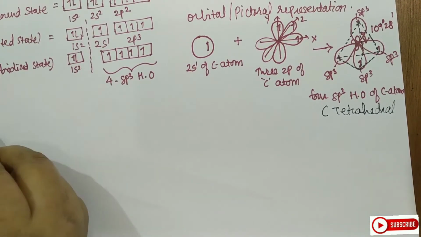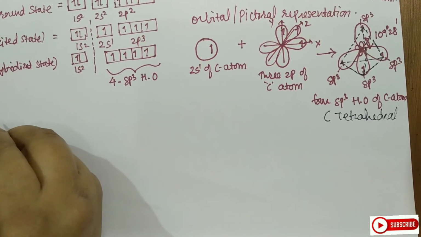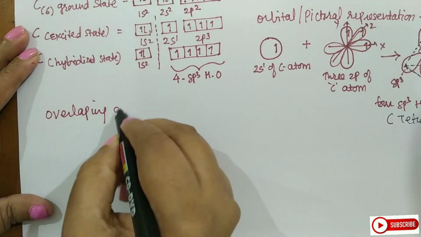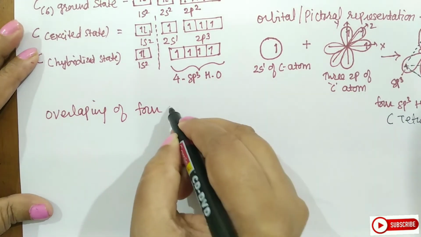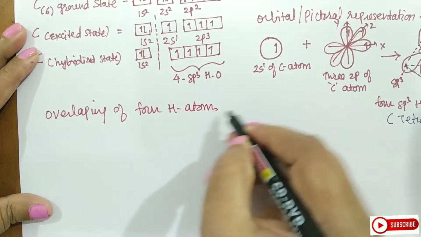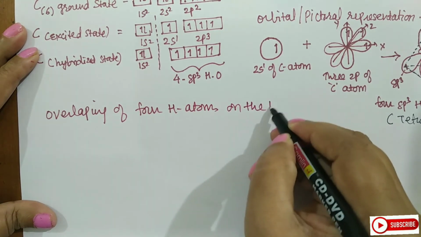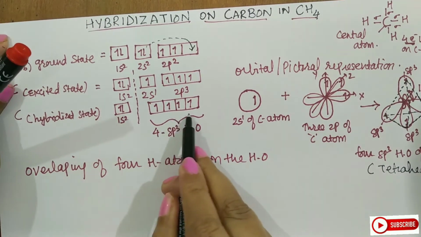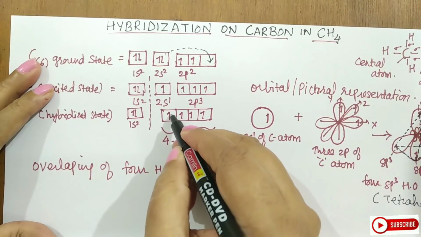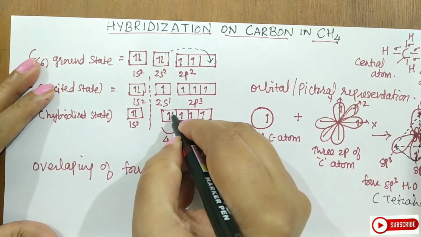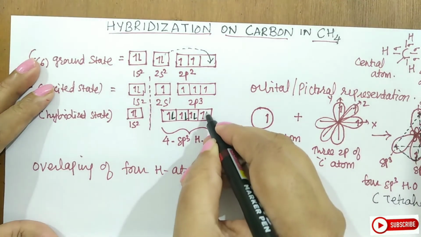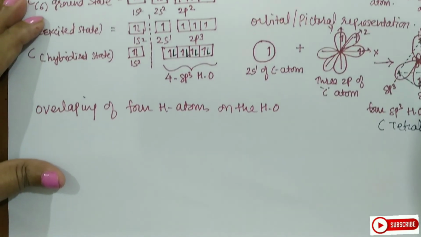Now the next process here is overlapping of 4 hydrogen atoms on the hybrid orbitals. Now students, how will the hydrogen atom overlap? If you see here, the 4 unpaired electrons are formed here. Now the hydrogen electrons, the first hydrogen atom, second, third and fourth hydrogen atom, will overlap in this way.